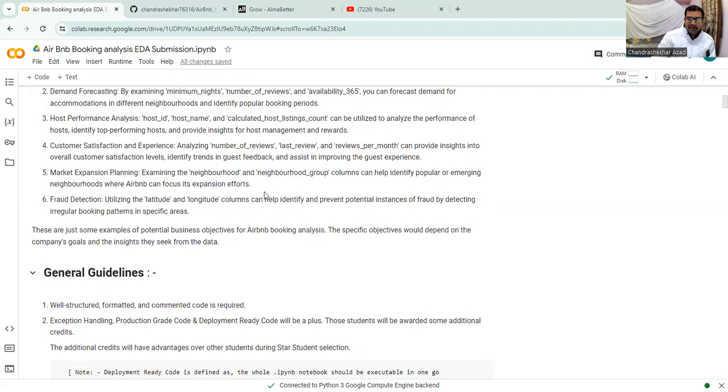Marketing expansion planning. Examining the neighborhood and neighborhood groups column can help identify popular or emerging neighborhoods where Airbnb can focus on expansion efforts. Fraud detection. Utilizing the latitude and longitude column can help identify and prevent potential instances of fraud by detecting irregular booking patterns in a specific area.